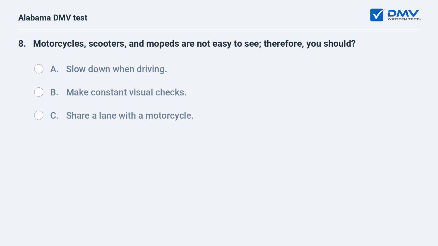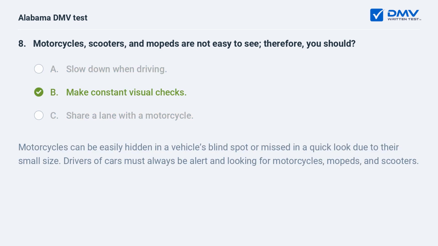Motorcycles, scooters, and mopeds are not easy to see, therefore you should A. Slow down when driving. B. Make constant visual checks. C. Share a lane with a motorcycle. B. Make constant visual checks. Motorcycles can be easily hidden in a vehicle's blind spot or missed in a quick look due to their small size. Drivers of cars must always be alert and looking for motorcycles, mopeds, and scooters.